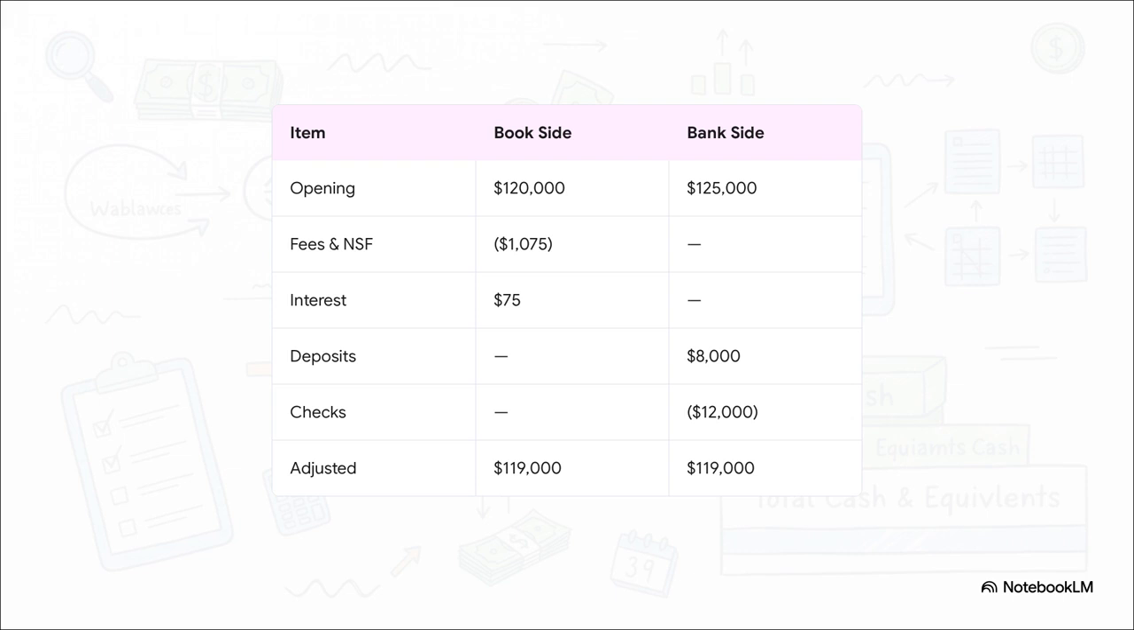So we bounce back and forth applying our heuristic. On the bank side, we add the $8,000 deposit in transit and subtract the $12,000 in outstanding checks. Why? Because our books already know about those. Meanwhile, on the book side, we subtract the $150 service charge and the $925 non-sufficient funds check, and we add in the $75 of interest income, because the bank already processed those. And boom! By doing this, both sides adjust to a perfectly matching true balance of $119,000.